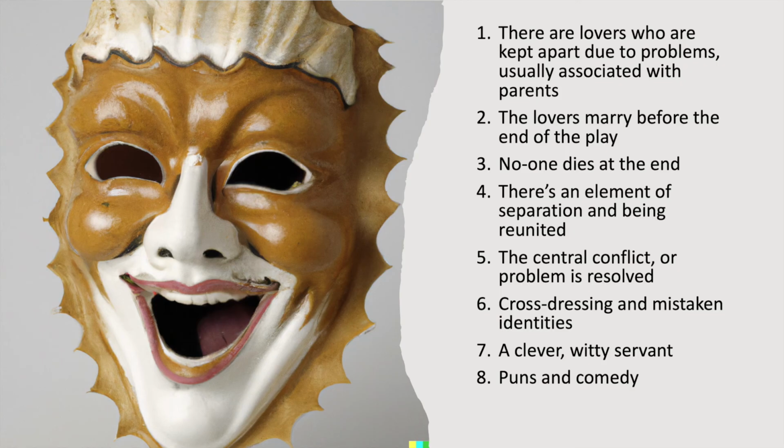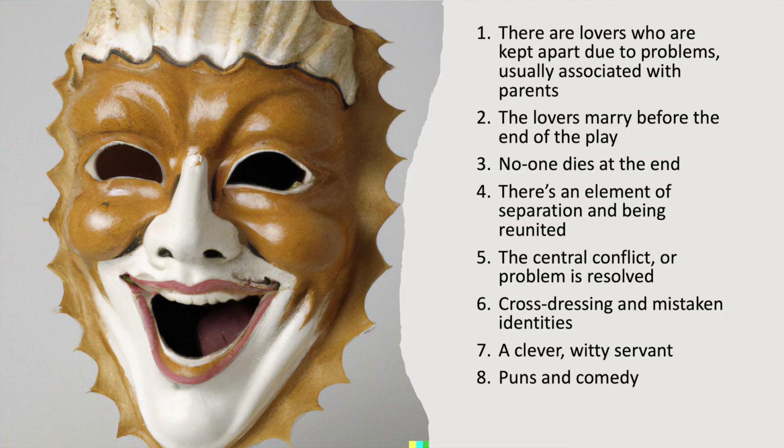Number 4, there's an element of separation and being reunited. So we see Portia and Nerissa, who appear to go to a nunnery while Bassanio and Gratiano go to Venice to support Antonio, and the lovers are reunited at the end. Jessica is locked in her home by Shylock, physically separated from Lorenzo before they elope. Upon his arrest and trial, Antonio is separated from his friends, and they reunite after the successful outcome of the trial. The central conflict or problem of Antonio's trial is resolved, so no physical harm has been done to him.